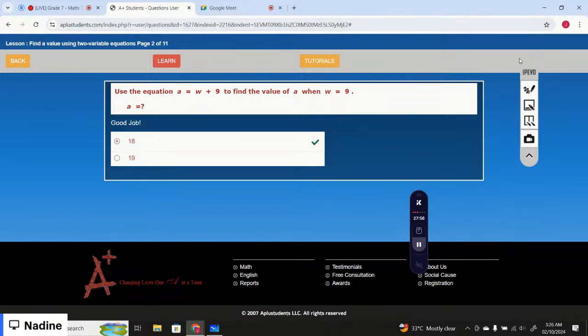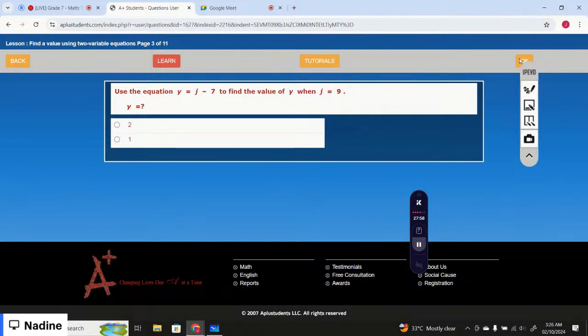Okay, the next one is use the equation y equals j minus 7 to find the value of y when j equals 9. So which is the correct option?